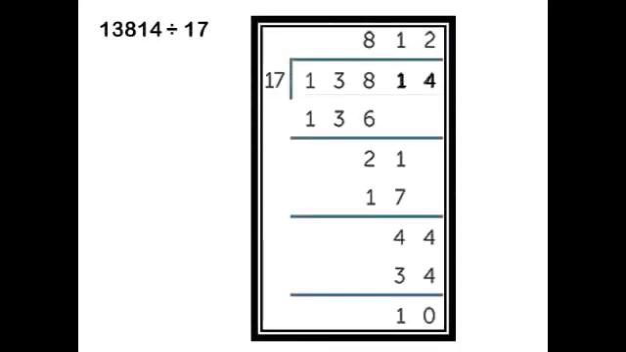Let us see an example. 13,814 divided by 17. Here 13,814 is the dividend and 17 is the divisor. What is a dividend? Dividend is the number that is being divided. What is a divisor? The number that divides the dividend is called the divisor.